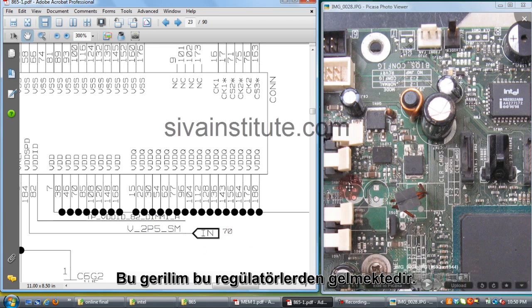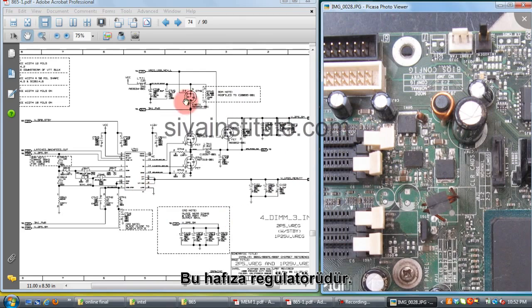This voltage comes from this regulator. We will see this regulator. This is the memory regulator supply. This is the oscillator IC. These are the output FETs, 3 output FETs. You should check whether 2.5 volts is there or not. If there is no voltage at this point, you should check the oscillator IC first.